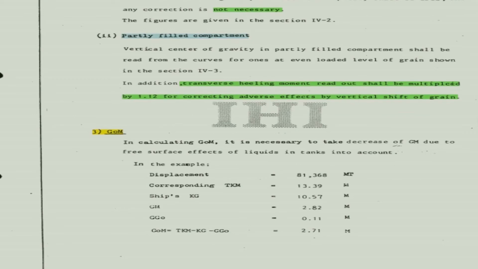Here, number 3, GM. What do they say about it? In calculating GM, it is necessary to take the decrease of GM due to the free surface effect of liquids in tanks into account. That means they ask us to apply the free surface effect in our calculation of GM.